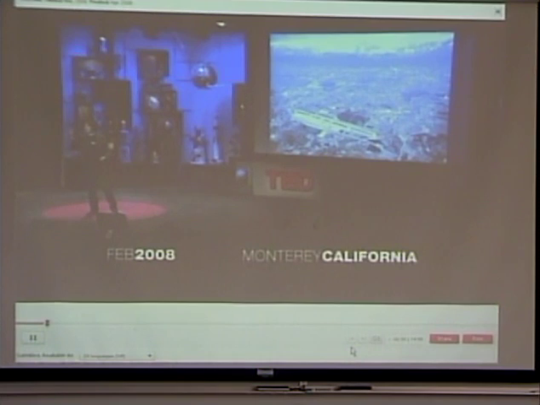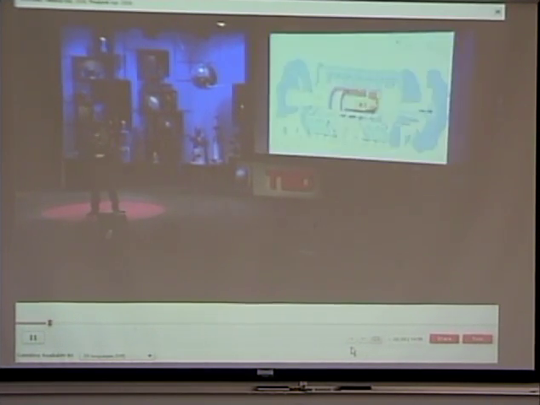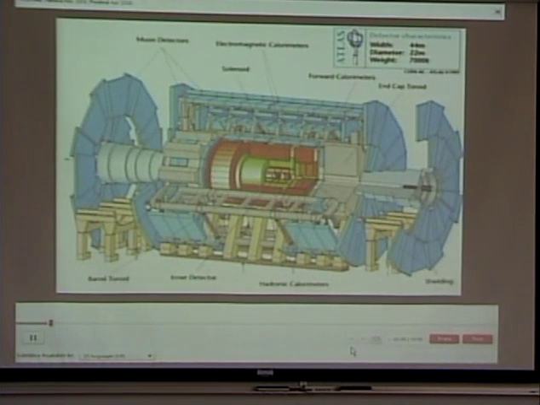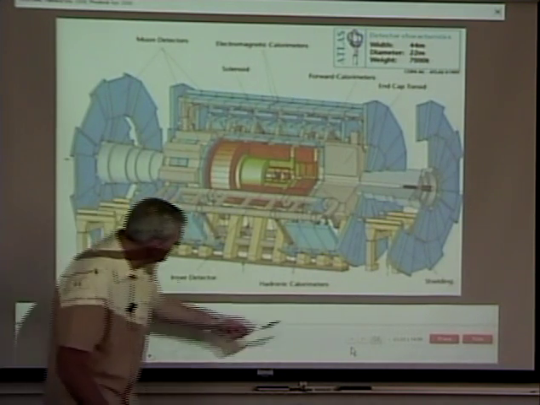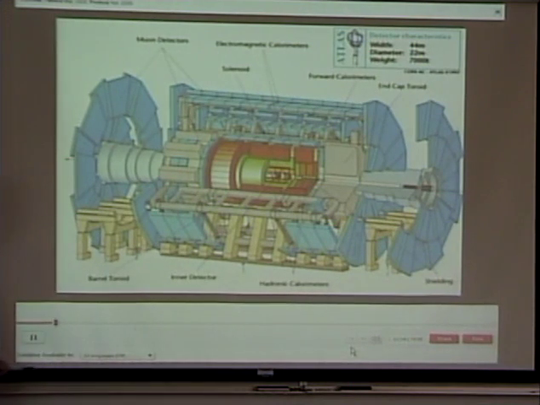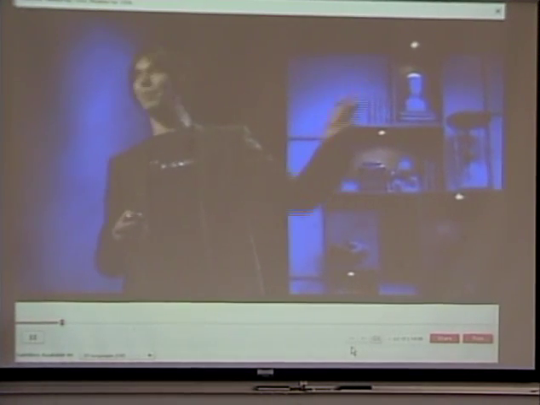And we collide them with another beam of protons going in the opposite direction, inside giant detectors. They're essentially digital cameras. This is the one that I work on, Atlas. You can just see these standard size people underneath to get some sense of the size. 44 meters wide, 22 meters in diameter, 7,000 tons.